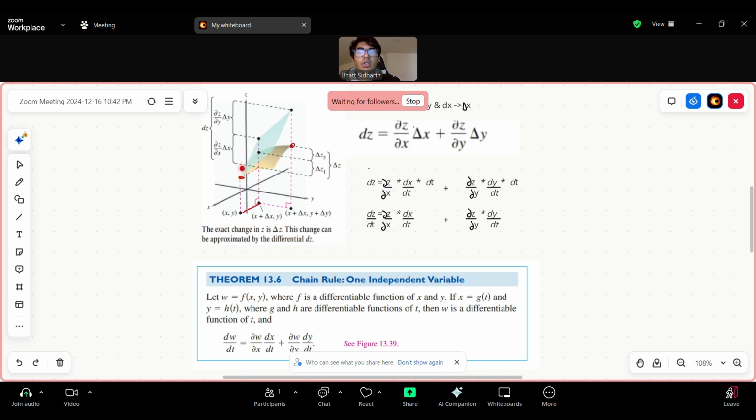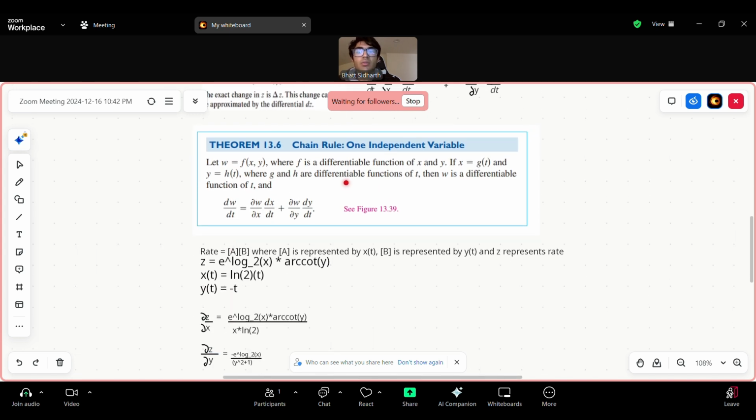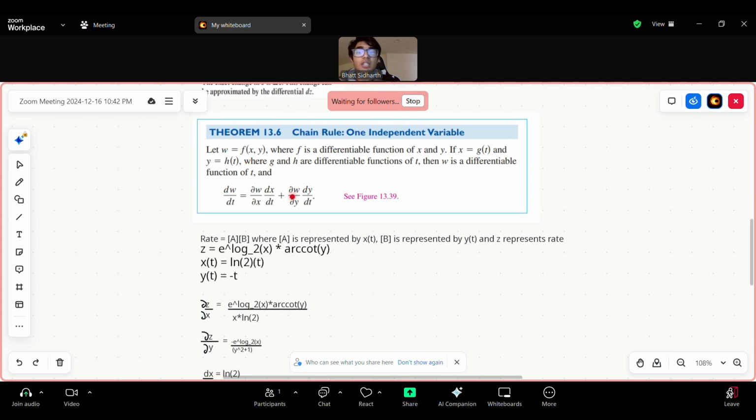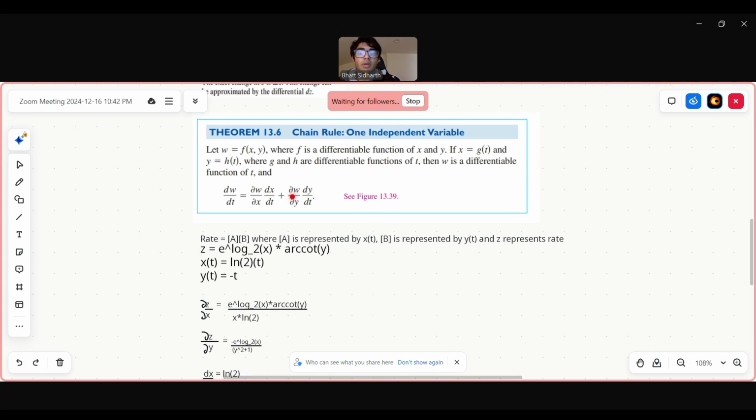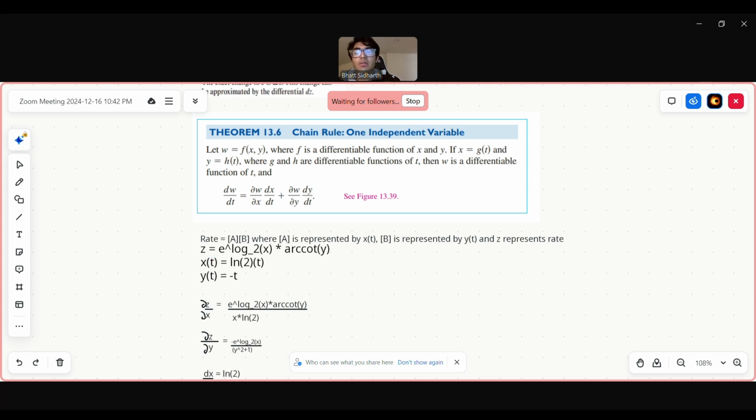Where this is just the change in z, this is the rate of the change in z. So that's where we get our chain rule with one independent variable. Now, let's say we want to apply this knowledge to the real world. For example, in chemistry, there are many situations in which the rate law has the change in concentration of A and B, where you multiply those two things together.